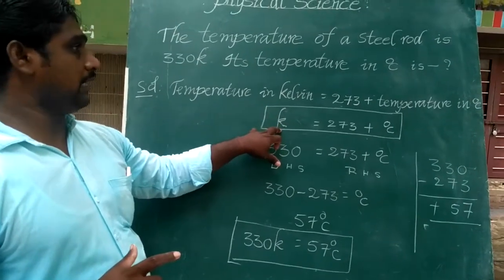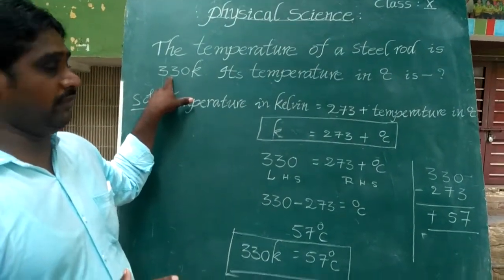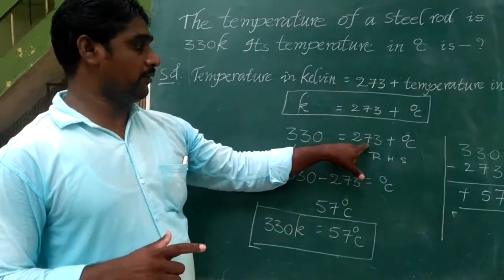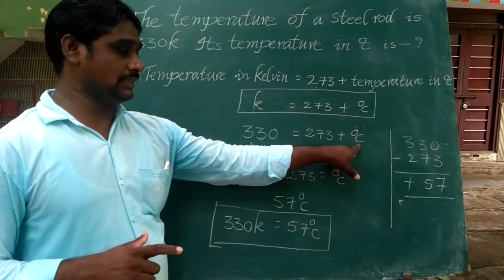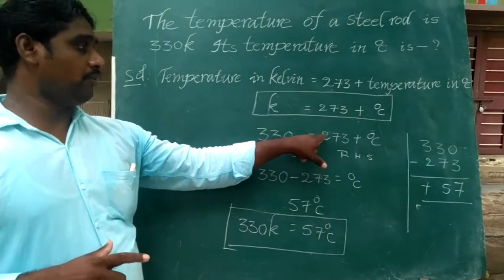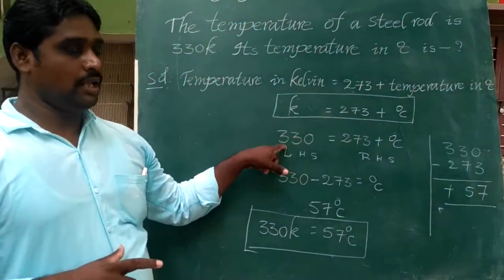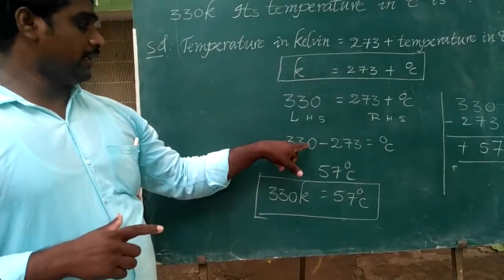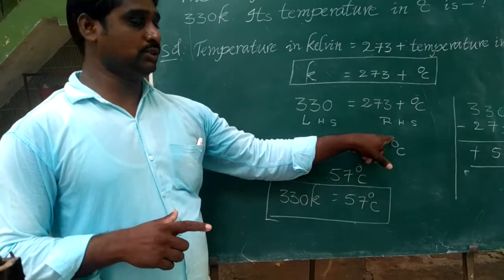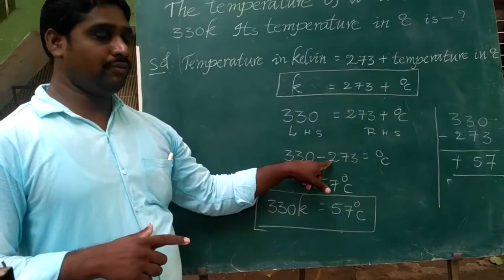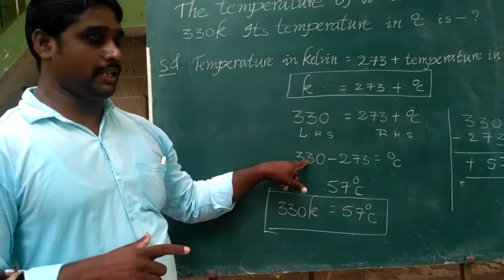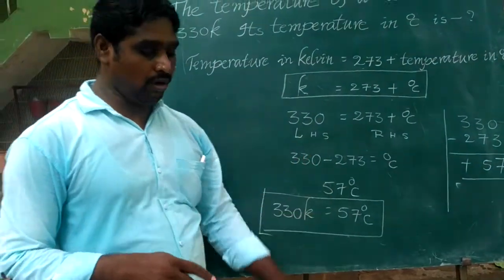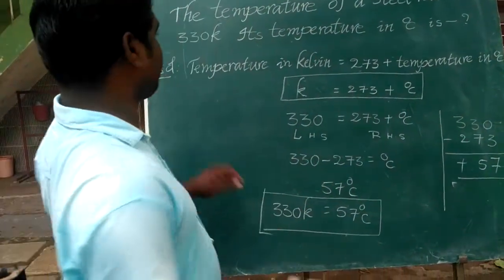So that's the Kelvin scale. What is the given temperature? 330 Kelvin. That's why we use 330 is equal to 273 plus degrees Celsius. The positive 273 on the right hand side will come to the left hand side and become negative 273. Therefore, 330 minus 273 is equal to degrees Celsius. Subtracting 273 from 330, we get the answer 57. Therefore, 330 Kelvin is equal to 57 degrees Celsius.